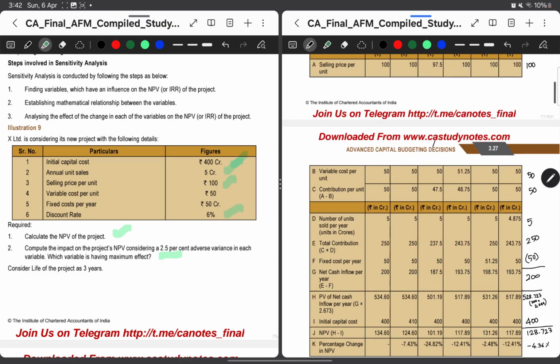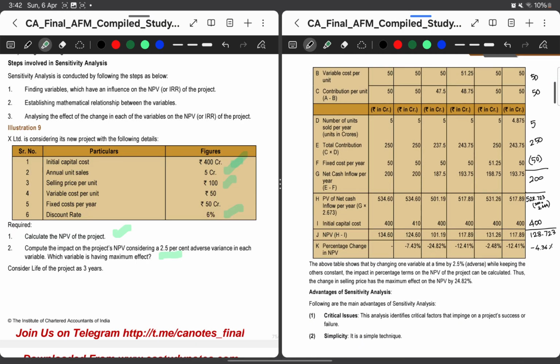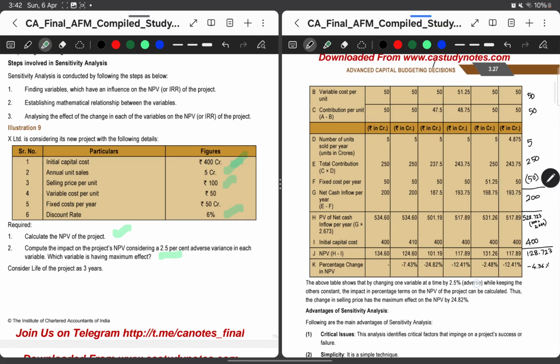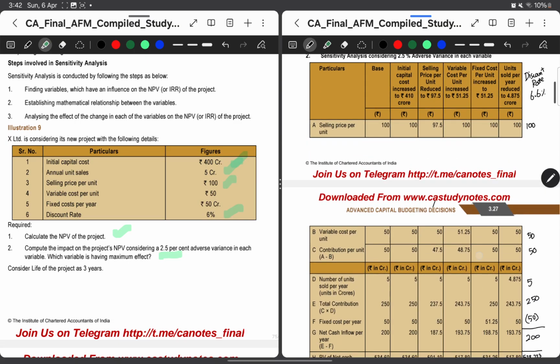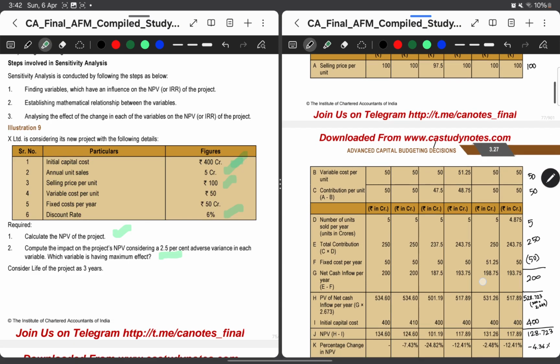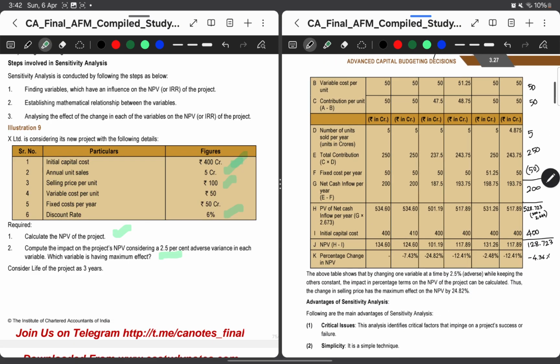Even if we are not considering this, as solved by ICAI, the worst situation is the selling price per unit. If the selling price per unit has an adverse effect of 2.5 percentage, it will reduce our NPV by up to 25 percentage. So that's what they have asked, which variable is having maximum effect. So selling price per unit has the maximum effect. The change in selling price has the maximum effect on the NPV, by 24.82 percentage. Thank you.